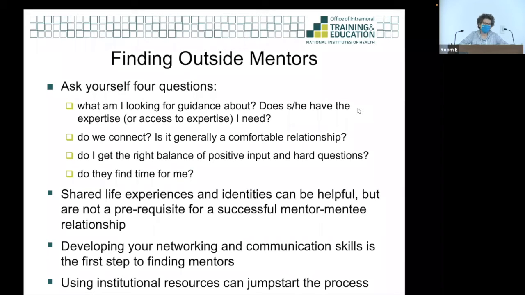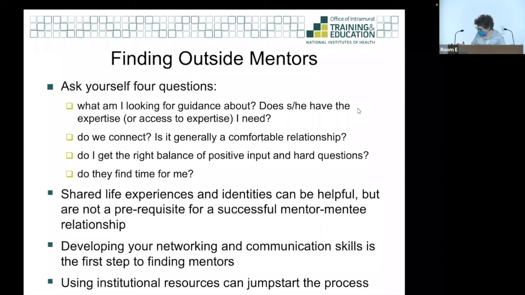And by that, I mean, is there an office at your school or on your campus that's there to provide mentorship? An example here at NIH is the OITE. We have career mentors. We have pre-graduate advisors who serve as mentors. We have people who have been postdocs and can talk with you about those experiences, right? So that's an example of an institutional resource.